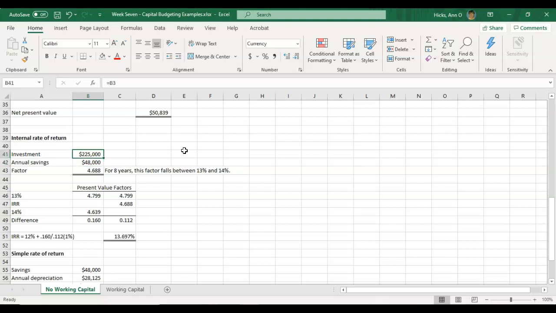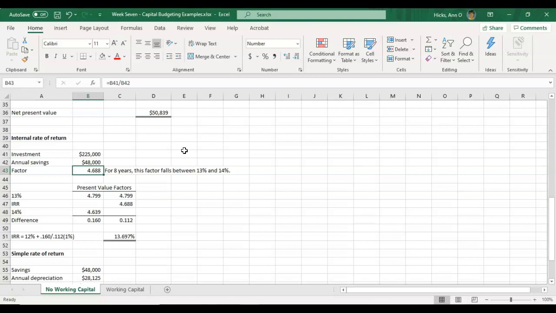So to do that, all we need to do is divide the investment by our annual cash flows, which in this case is 48,000, gives us 4.688. Now, what that tells us is that's the factor from the table that reflects our rate of return. So if we go to the table for 8 periods and go across and look for 4.688, what we immediately discover is it isn't there. What we do know is the factor for 13% is 4.799, and the factor for 14% is 4.639. So what that tells us is our rate of return falls somewhere between 13 and 14%.